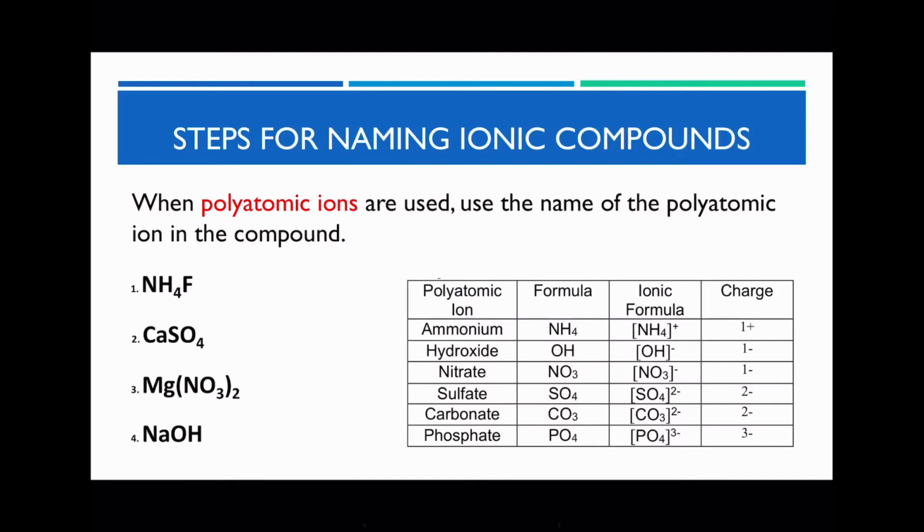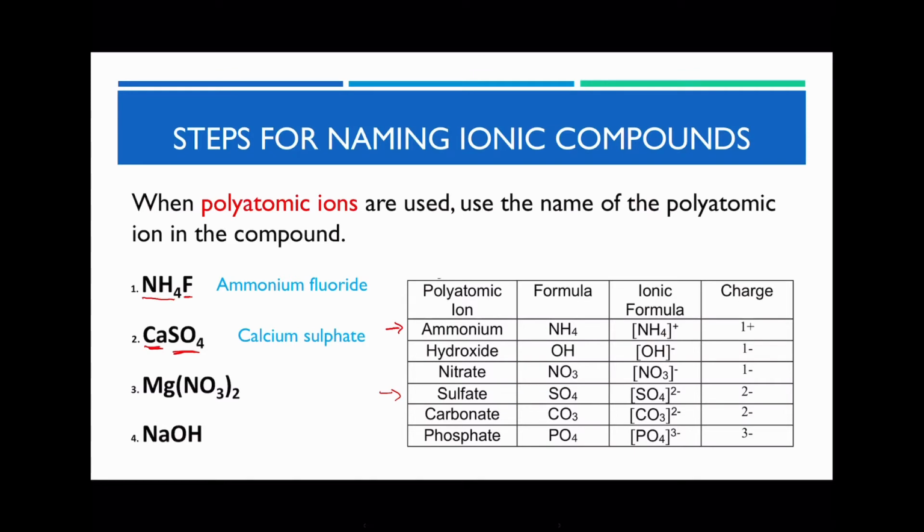So for the first one over here, NH4 in this case, that's ammonium. And this over here is fluorine. Fluorine, remember, you need to change the suffix of it, so it becomes fluoride. So when you're naming the first one, it's going to become ammonium fluoride. Second example, you've got calcium, and over here SO4, that is sulfate. So when we're naming this, it's going to become calcium sulfate.